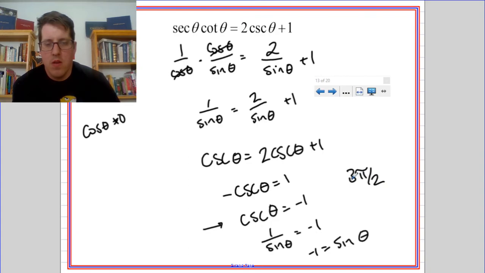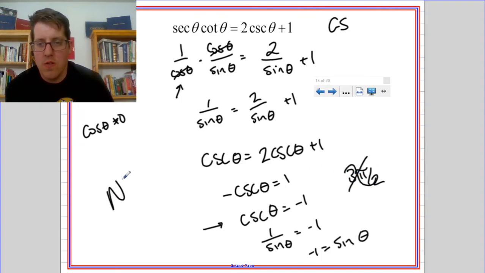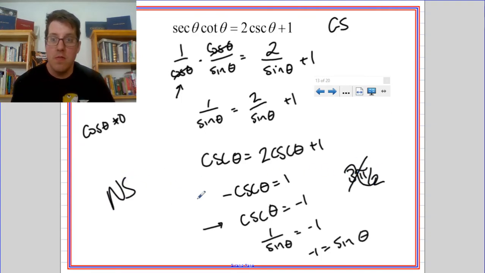Now, that is not the solution to the equation. You'll note I didn't say give a general solution or give a solution on an interval. If it's not stated, normally you'd give a general solution. But guess what? If I plug 3 pi over 2 in right here, I get a domain restriction. This equation has no solutions. I think that's pretty neat.